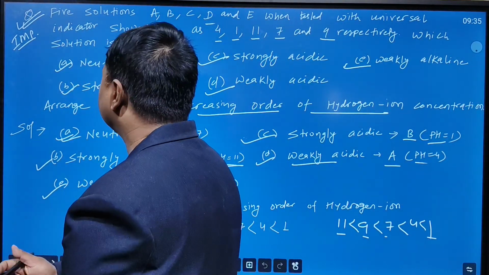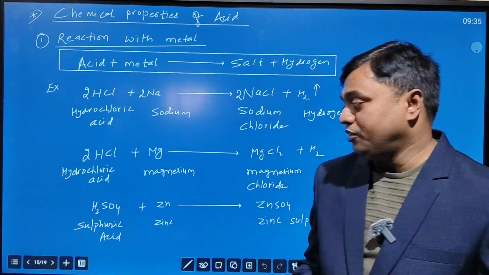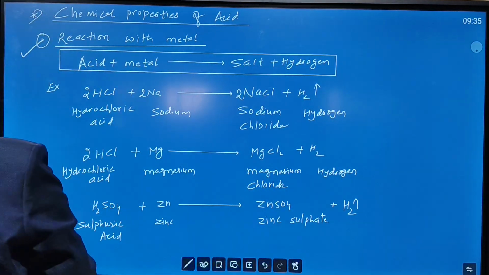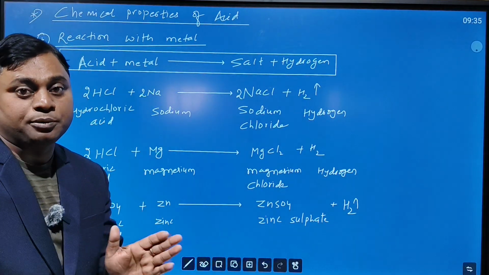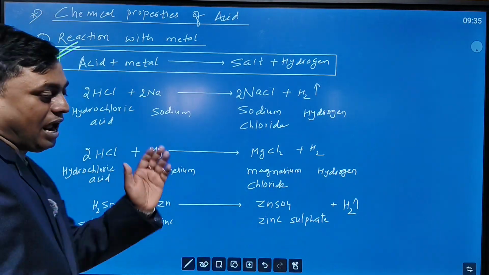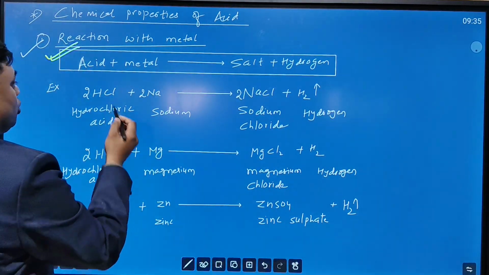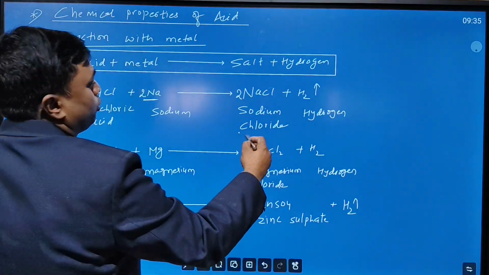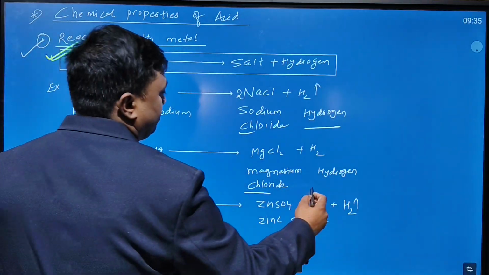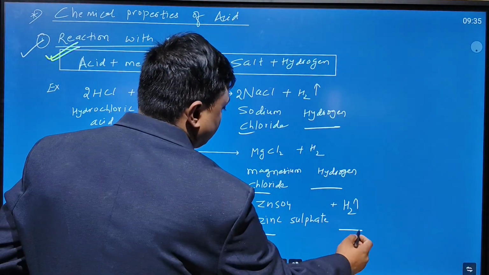Now, chemical properties of acids and bases. Very, very important. First, reaction with metal. Generally, when acid reacts with metal, it gives you salt and hydrogen. Remember these points. For example, hydrochloric acid reacts with sodium to give sodium chloride plus hydrogen. Hydrochloric acid plus magnesium gives magnesium chloride plus hydrogen. Sulfuric acid plus zinc gives zinc sulfate plus hydrogen.